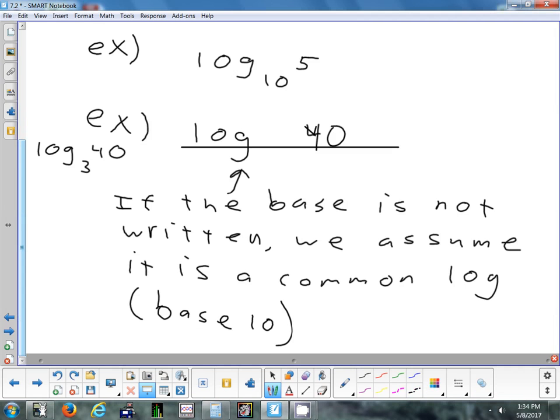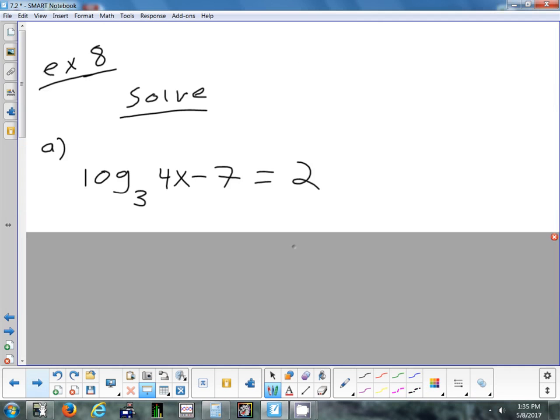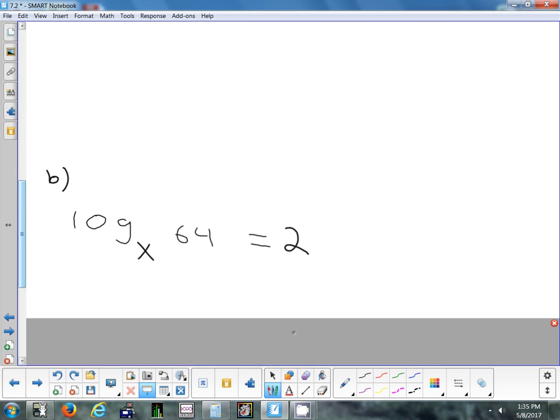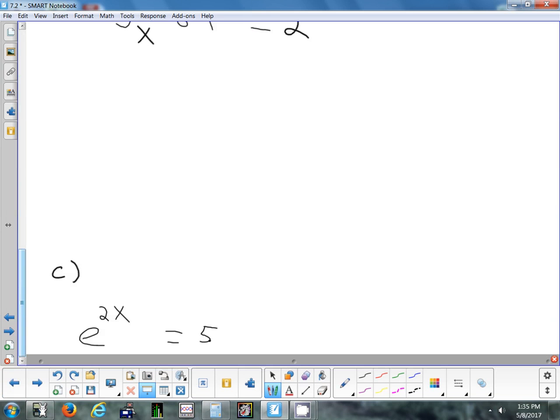Okay, so if you have a natural log, what's the base on that? E. What if you have a common log? 10. Perfect. All right, so the last example we're going to look at is going to be solving equations. We're going to try solving one where the variable is inside the argument. We're going to do one where the variable is the base. And then the last one, we'll do the variable as the exponent. Okay, so we'll try all 3.